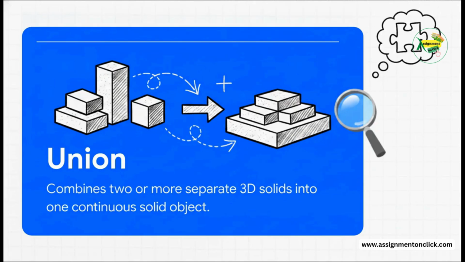Okay, our third tool is Union. Think of Union as your digital superglue. Let's say you've modeled 3 separate rectangular blocks of different sizes and stack them up. By typing Union and selecting all 3 of them, AutoCAD just fuses them together into a single, continuous, stepped foundation.